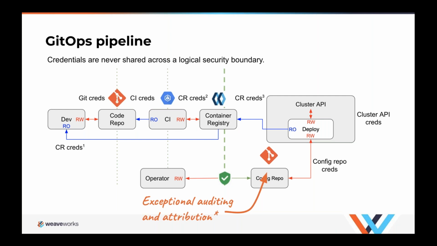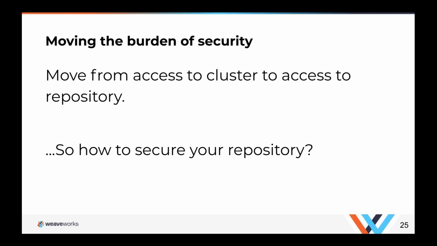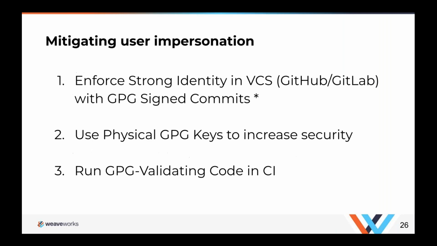So now we're moving a lot of our burden of security, we're really moving that into Git, right? We're moving the security burden into Git itself. So the question is, how do you secure your Git repository? How do you actually make that safe to use, because it now becomes a very attractive target for malicious users.